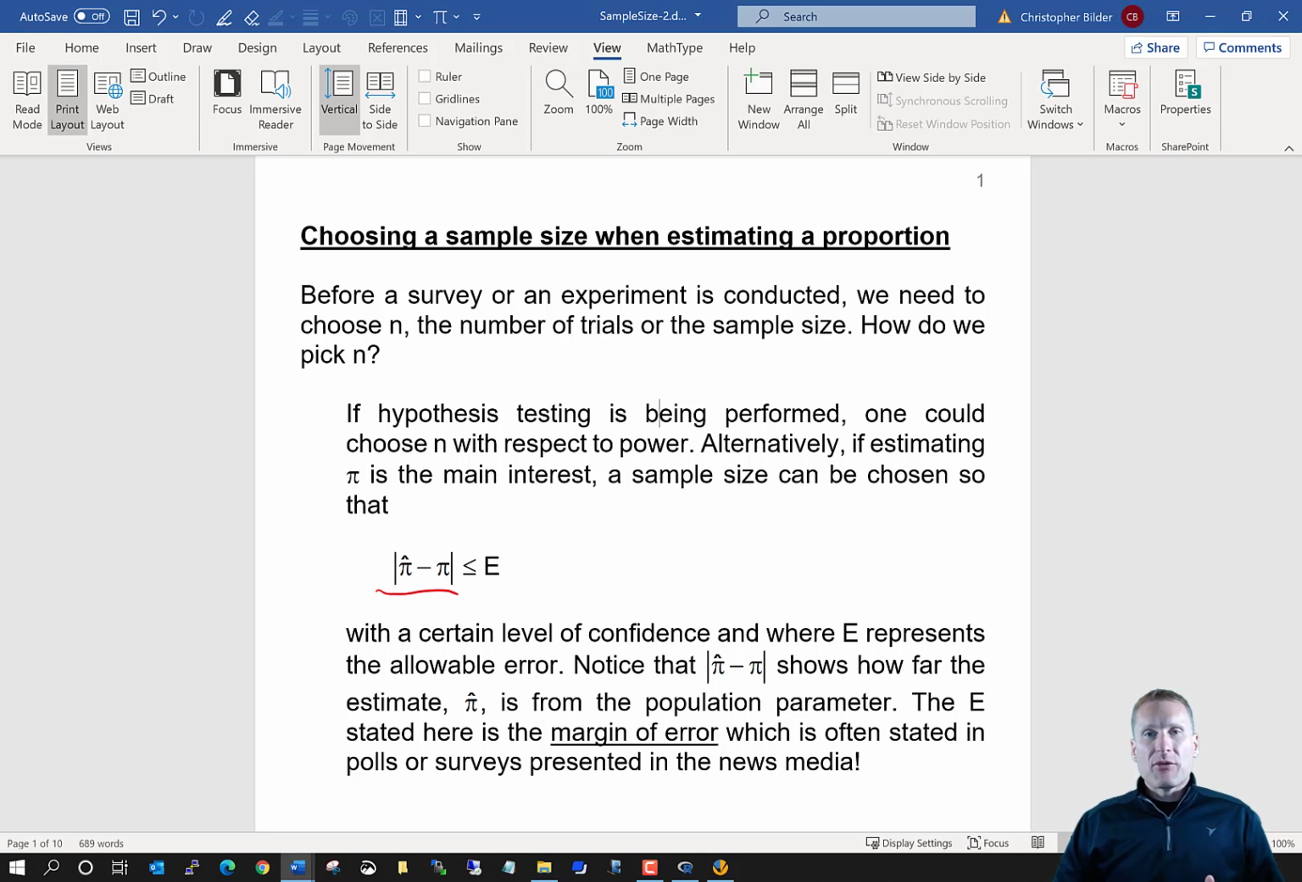So when I take the absolute value of pi hat minus pi, I'm getting a measure of closeness. And what one tries to do is choose a sample size such that pi hat is close enough to pi, and that closeness is less than or equal to some number E. So for example, I could say I want to choose a sample size such that the absolute value of pi hat minus pi is less than or equal to 3% or 0.03.